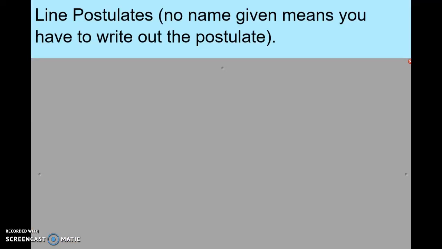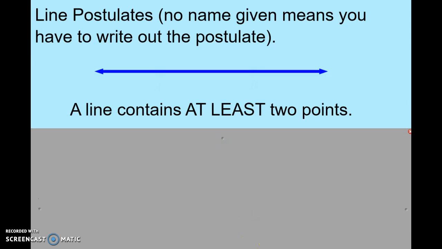First postulates have to do with lines. Notice that if there is no name given for the postulate, like ruler postulate or protractor postulate, that means you have to write out the entire postulate. You can paraphrase, but only if you say exactly what needs to be there. So the first postulate is a line contains at least 2 points. If you're given a line, you can identify 2 points on that line. We're going to call them A and B because every line contains at least 2 points.